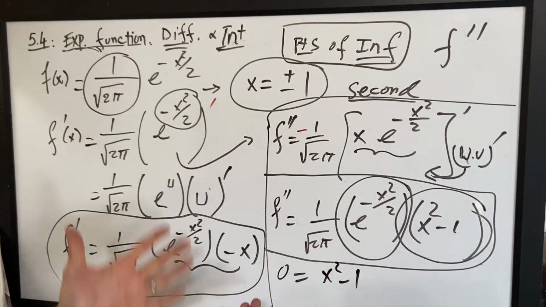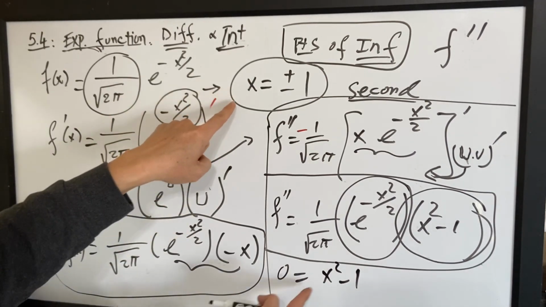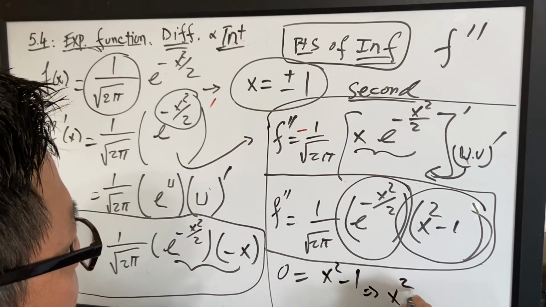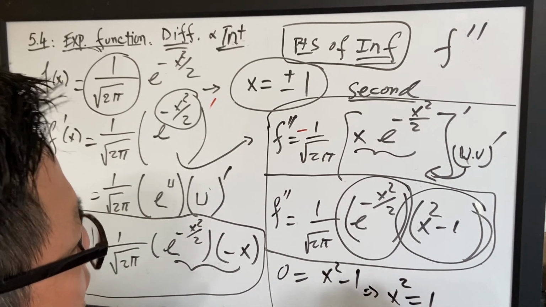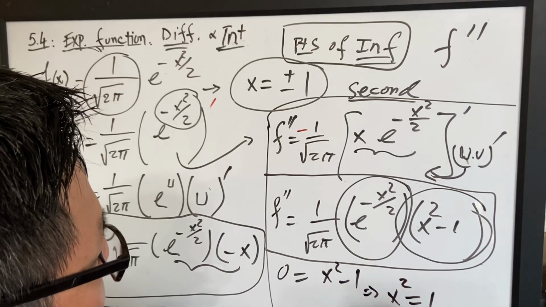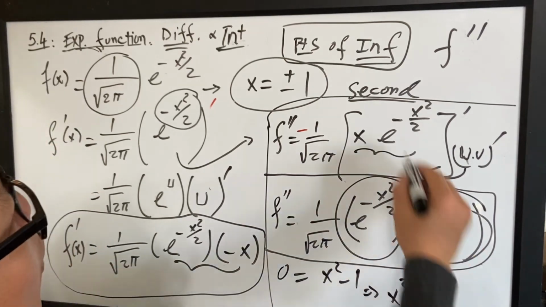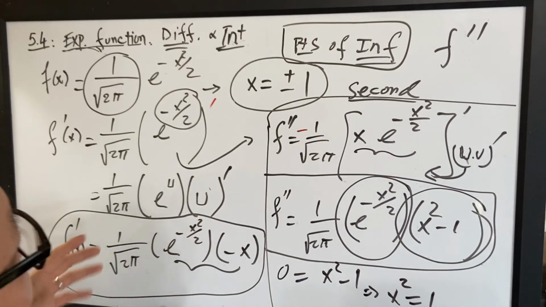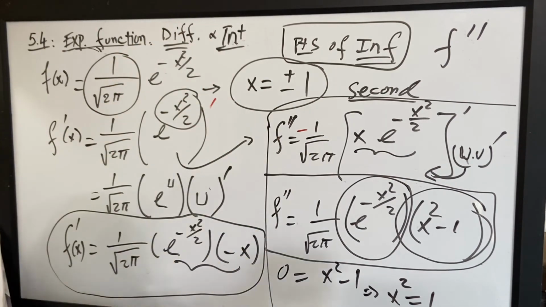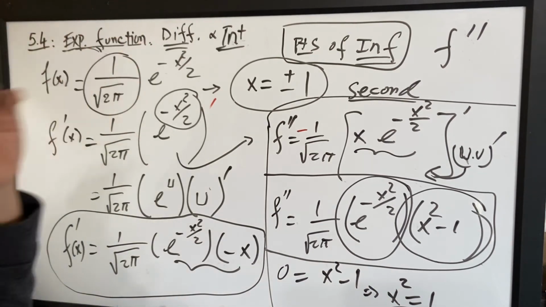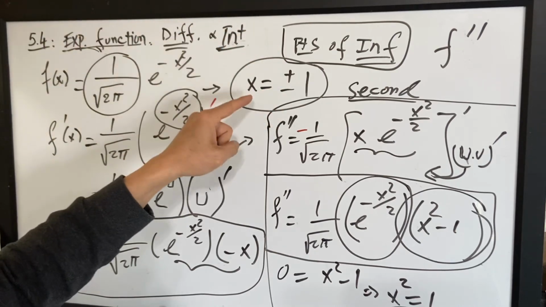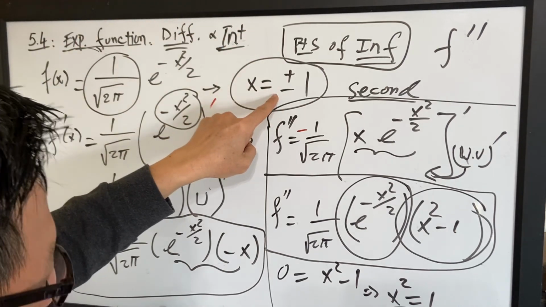Now we are close to our solution. X squared minus 1. Solve this for x. What you got? X squared equals 1. And then take the square root of both sides: plus or minus 1. Boom. We have solved the mystery. Guys, you see that? We just hit the nail on the head to point out that the function has 2 points of inflection at plus and minus 1.